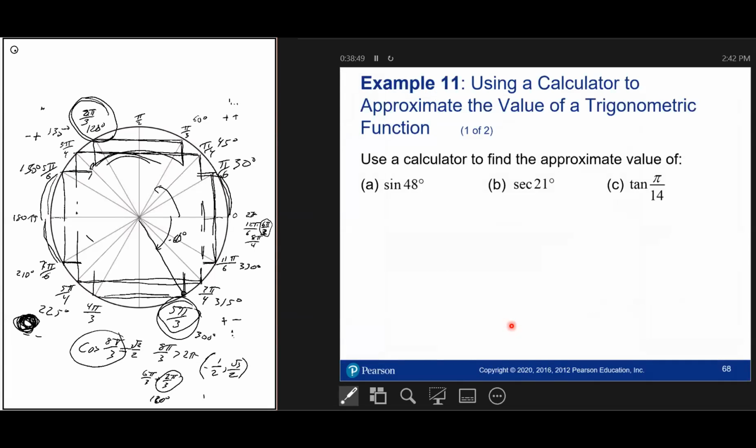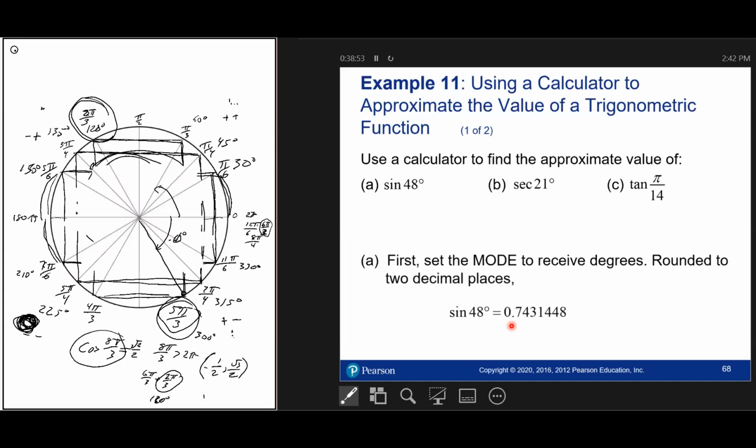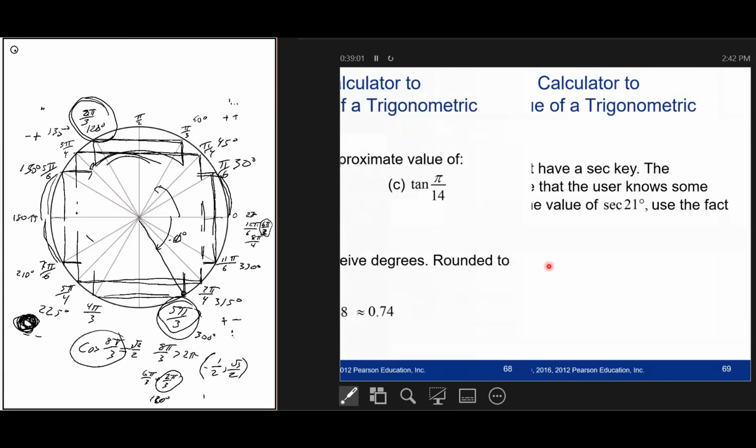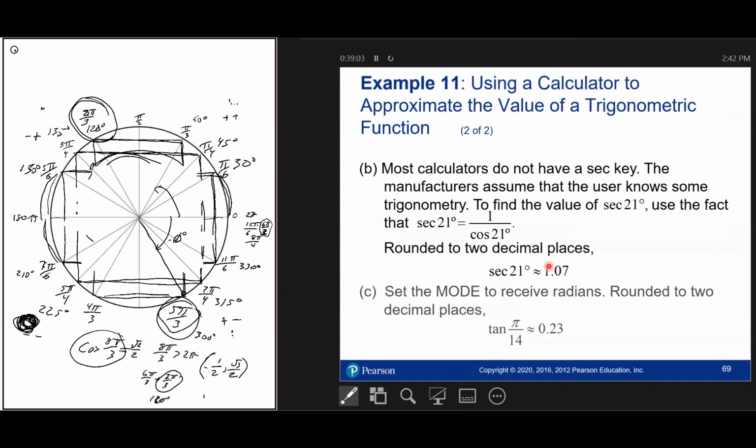All right, and this is just using a calculator. Just make sure you have it in the appropriate mode. Is your mode set for degrees, or is your mode set for radians? Sir, I need to get a calculator. I've been using my phone and the online TI calculator. Okay. Here it is.